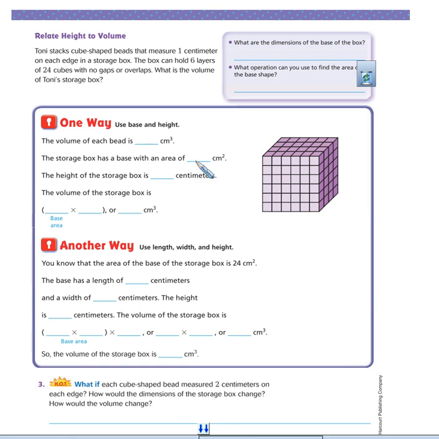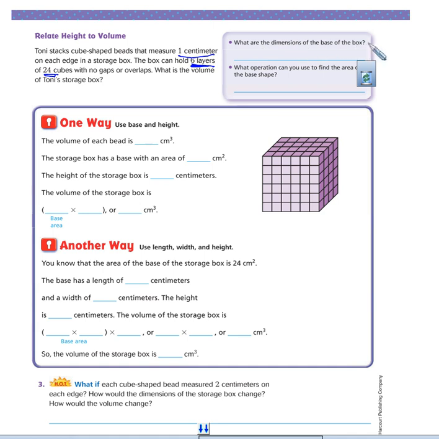Now we're going to relate height to volume. I'm going to read a problem to you, and then we're going to break it down in order to answer it. We're going to try two different ways of answering the problem. Tony stacks cube-shaped beads that measure 1 centimeter on each edge in a storage box. The box can hold 6 layers of 24 cubes with no gaps or overlaps. What is the volume of Tony's storage box?